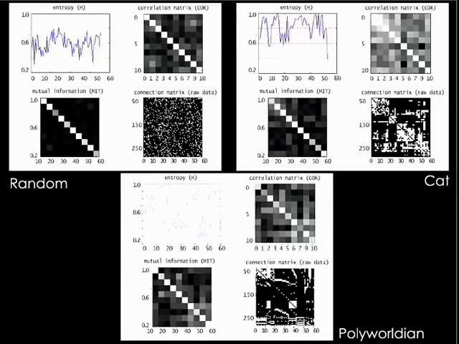So again, I'm not claiming that Polyworldians are cats, but I am saying that evolution is doing something very useful, and it's putting tons of structure in there that you do not put in. And it's sort of inspiring, and you go, wow, maybe we actually could get a cat with this. So there we go.